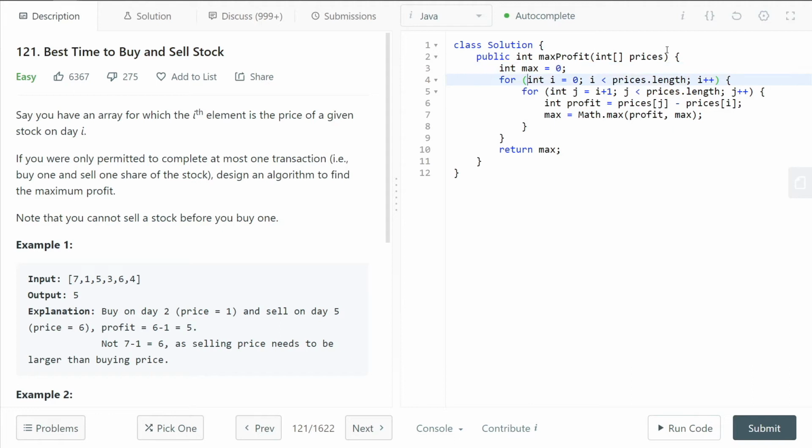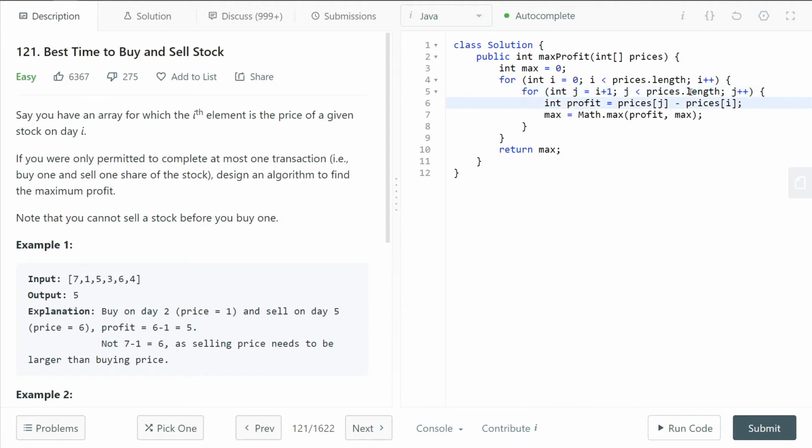We'll have two for loops. The first for loop will be the buy day, specifically the days that we will buy the stock, and the inner loop will indicate the days that we sell the stock. Note that it's important that we set j to be i plus 1, specifically because we cannot sell a stock right before you buy one. Of course, that makes logical sense, you can't sell something that you don't own. Continuing on, we have our i as 0 and our j is currently 0 plus 1, or 1.